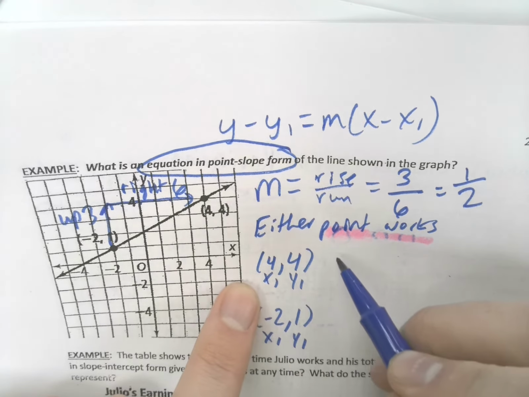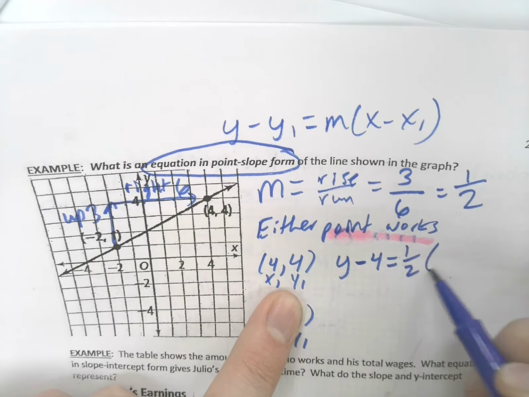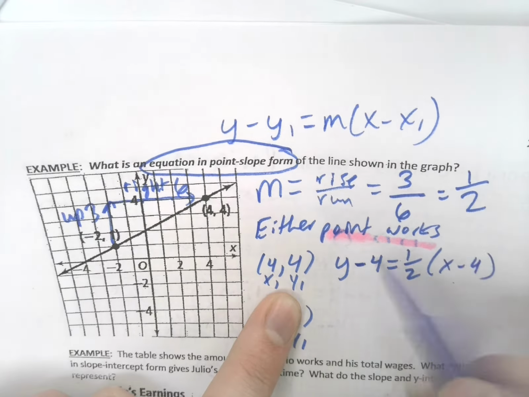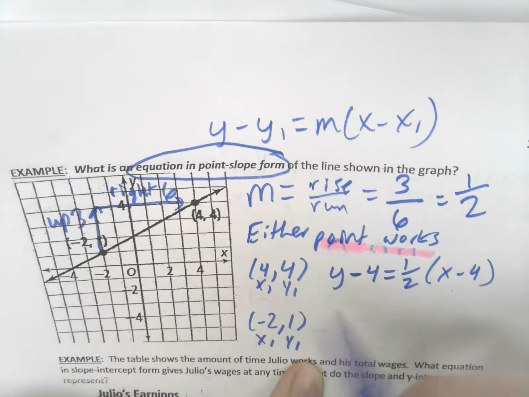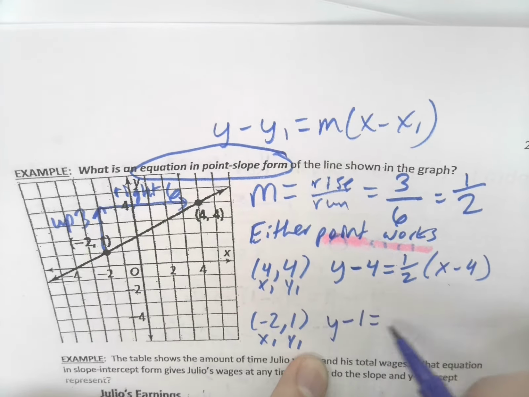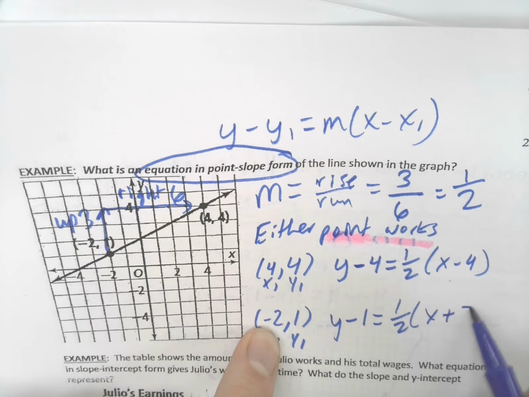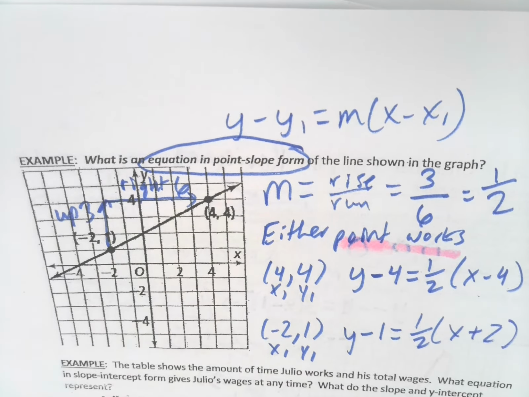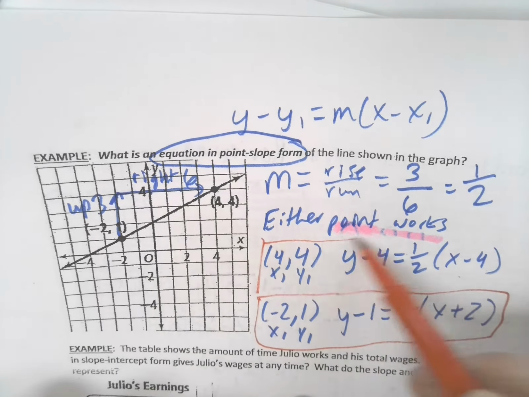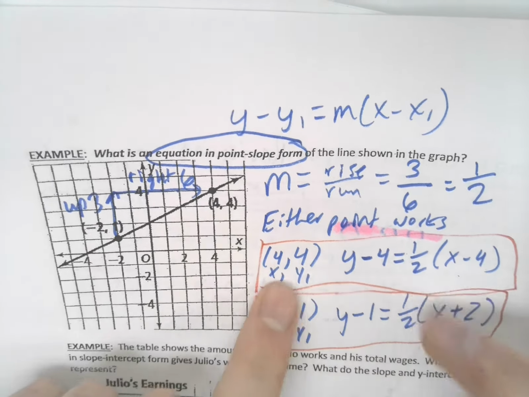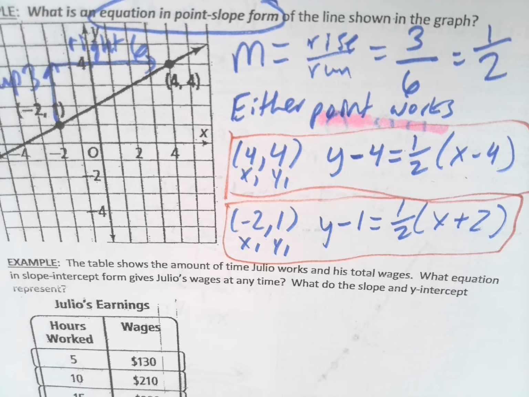So for 4, y minus 4 equals 1/2, parentheses, x minus 4. If you chose that one, there you go. And then this one down here, y minus 1 equals same slope, 1/2, x, minus a -2, going to become plus 2. So here's if you chose that point, and here is if you chose that point. Kind of cool. You get options. Both those are technically right.